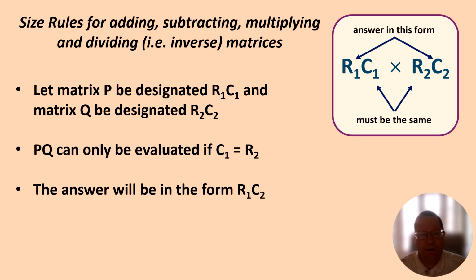The rules for multiplying matrices is a little more complicated. So let's have a look at it. Imagine we have two matrices P and Q, where P is designated R1, C1, and Q is designated R2, C2. PQ, the product of P and Q, can only be evaluated if C1, the number of columns in matrix P, is equal to R2, the number of rows in matrix Q. And the answer will be in the form R1C2, so we'll have the number of rows of matrix P and the number of columns of matrix Q.